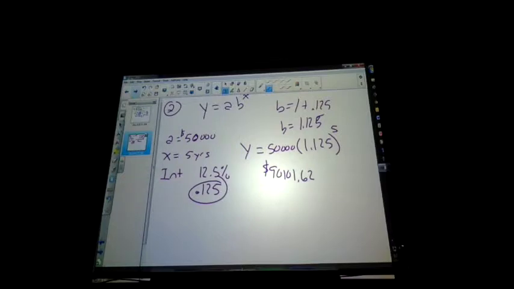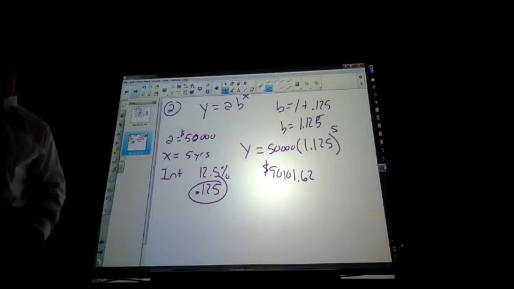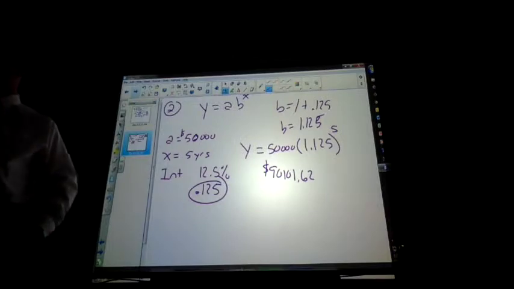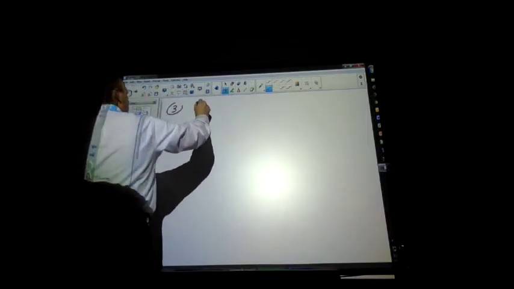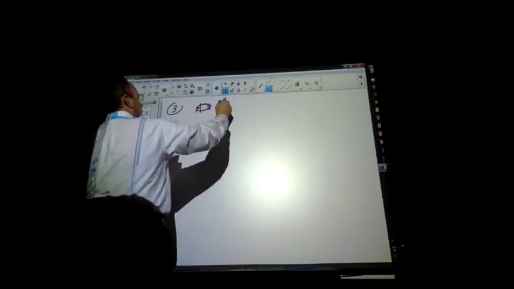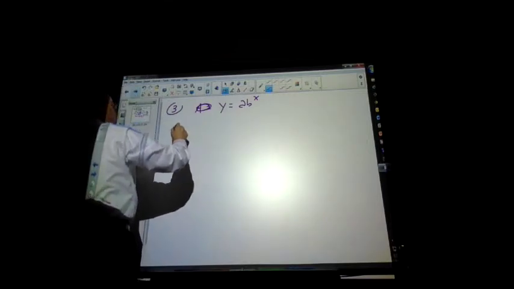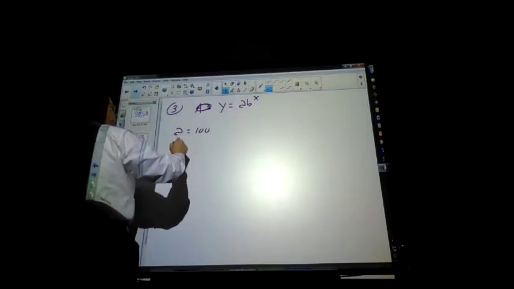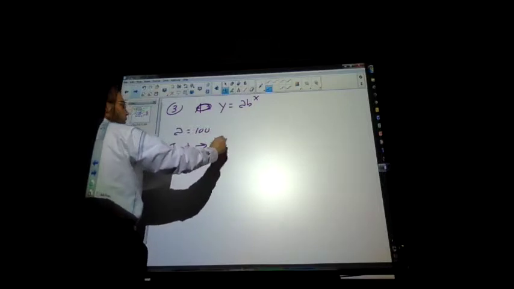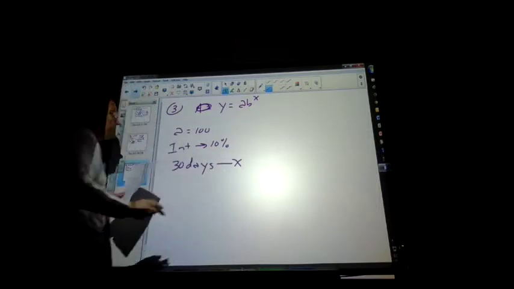Number 3 says, suppose someone says they will loan you $100. He will charge you 10% interest per day. How much will you owe him at the end of 30 days? Okay, so again, we have our Y equals A B raised to the X. This person's going to give you $100, and your interest is going to be 10%. So we want to know after 30 days, that's your X value.